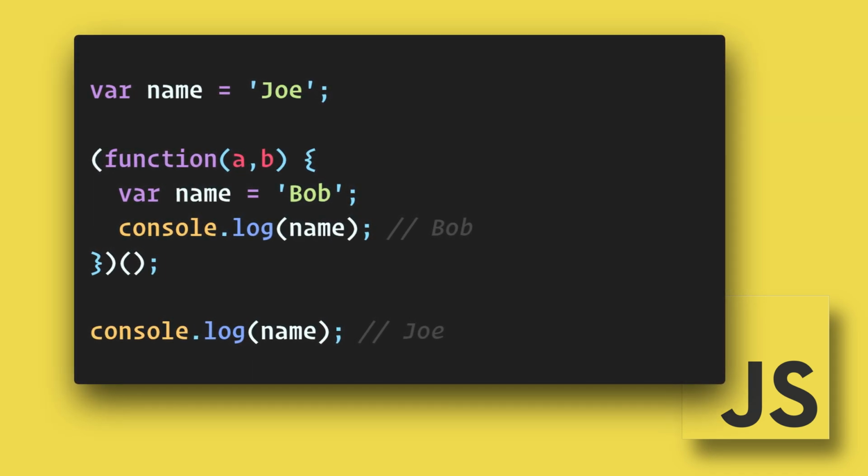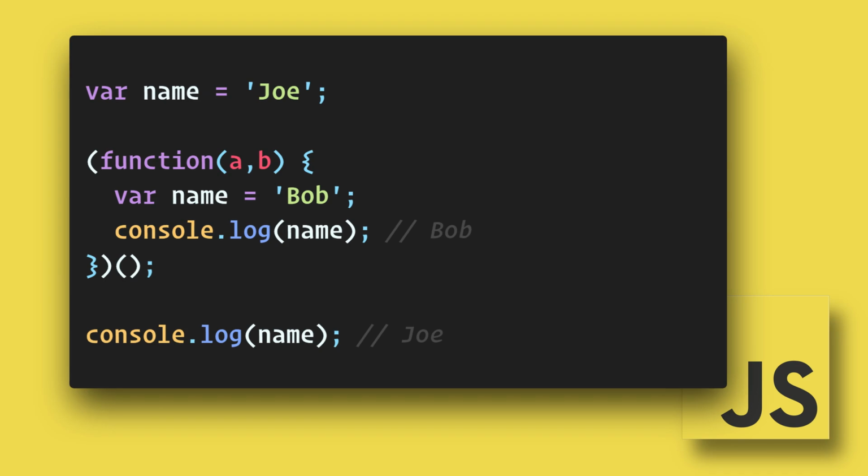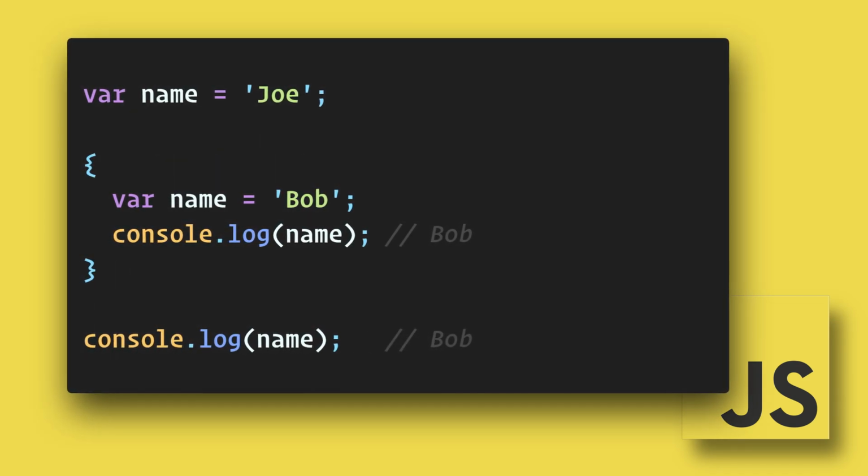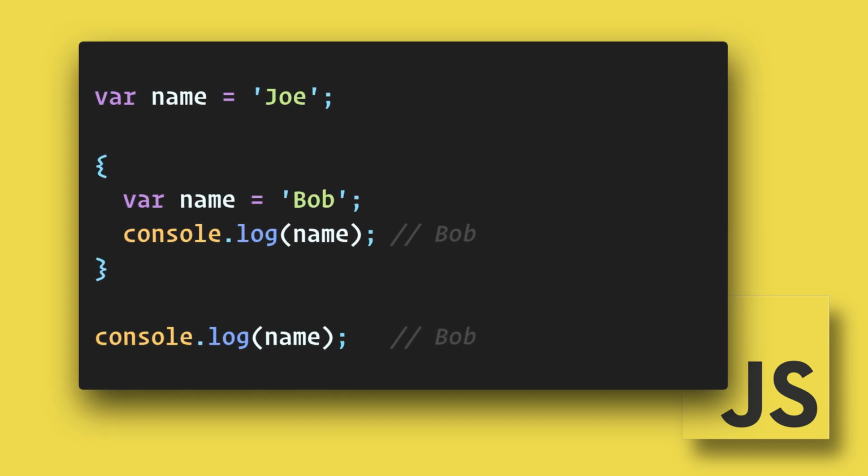With ES6, you can accomplish the same thing as an IIFE by using let and const variables, which use block scope. When these are declared inside of a block, they are considered locally scoped instead of globally. So we can get rid of the function and just create a block with curly braces.